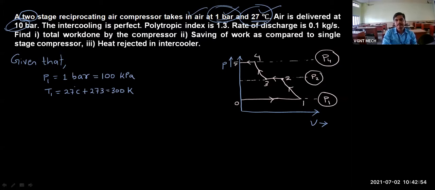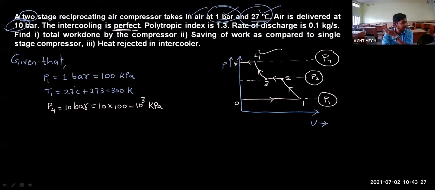Next, air is delivered at 10 bar. So the maximum pressure of the air is 10 bar. So P4 we can write as 10 bar, and 10 bar is how much kilopascal? 10 into 100, because 1 bar is 100 kilopascal. So it will be 10 to the power 3 kilopascal.